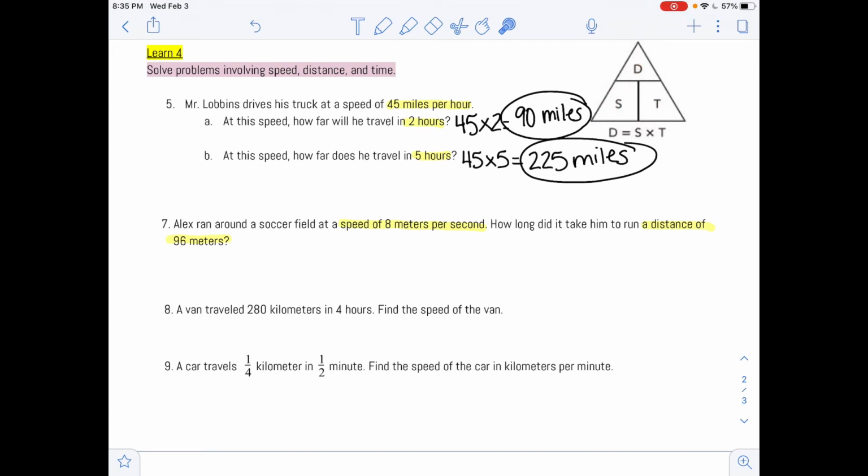In this triangle, I'm going to divide. So I don't know my time. I'm comparing my distance and my speed, so I'm going to divide here. Distance divided by speed is going to give me my time. So let's take our distance of 96 divided by our speed of 8 to find that our time is going to be 12 seconds.